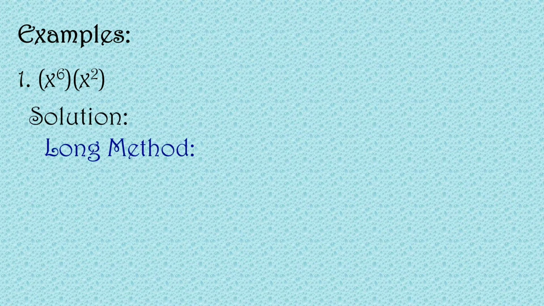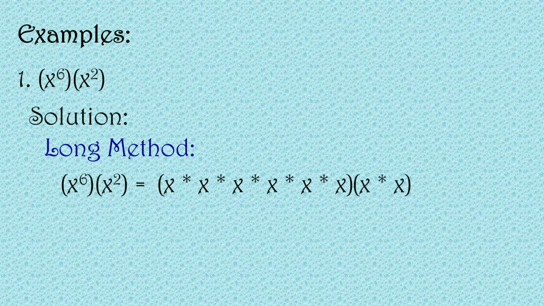Number 1, quantity x raised to 6 times quantity x raised to 2. Solution. Pag long method, pwede natin i-expand si x raised to 6 tsaka si x raised to 2. Pag binilang nyo si x dyan, meron tayong 8 x. So, magiging sagot nyan ay x raised to 8. Yun yung long method, ina-expand natin yung ating given.